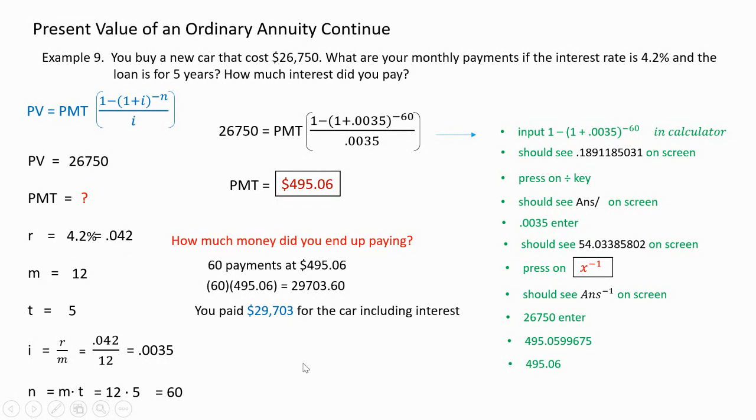How much more, to be exact? We subtract the total from the 60 payments at $495.06 from the original price. So you paid close to $3,000 in interest, which is not bad for 5 years, which was $2,953.60.